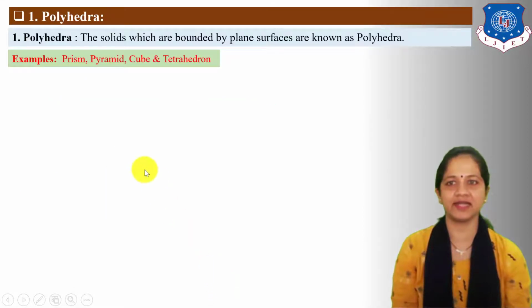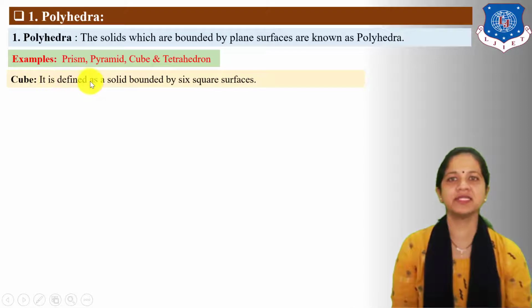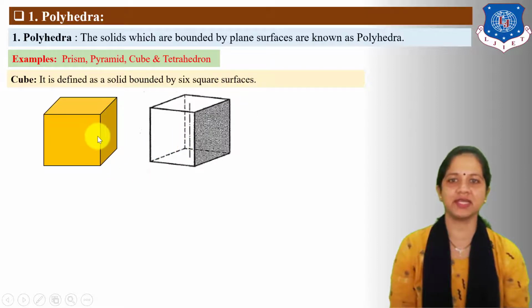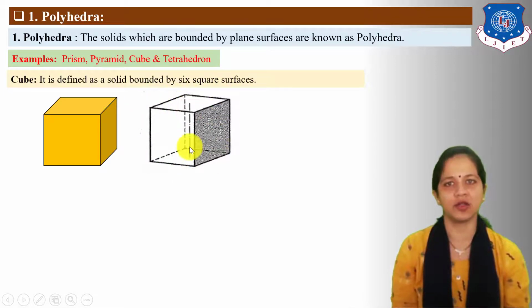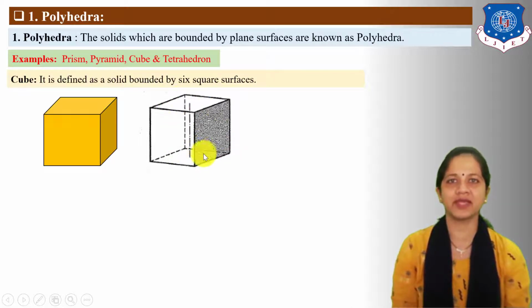Next, let us understand cube. It is defined as solid bounded by 6 square surfaces. Here you can see cube is given. Now in cube, the size of all edges are same. 4 base edges, 4 top edges and 4 vertical or longer edges. The total number of edges in cube are 12 and the size is same.